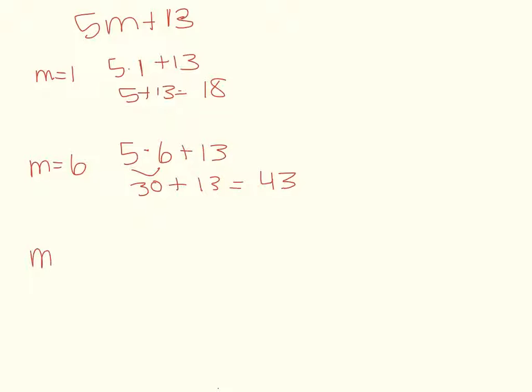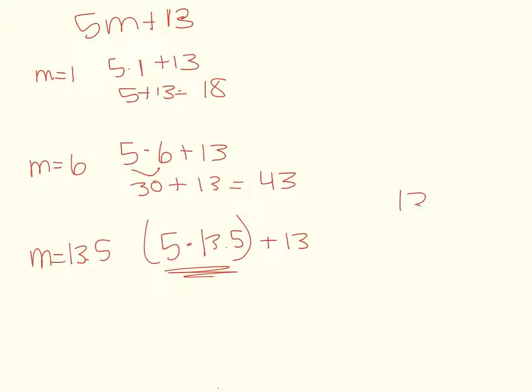Last one is m equals 13.5. So if I have 5 times 13.5 plus 13. Remember, I have to do this first. I have to multiply those together first because of the order of operations. 13.5 times 5. Do it on the side. I got 67.5. Hopefully that's correct. And then I just need to add 13 to it.